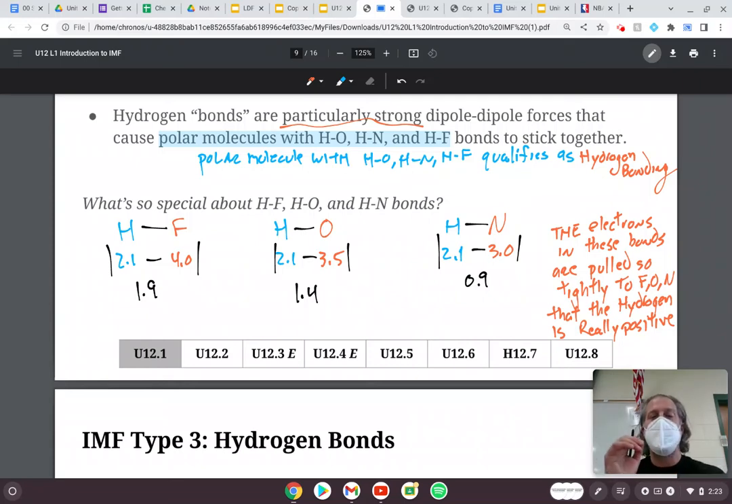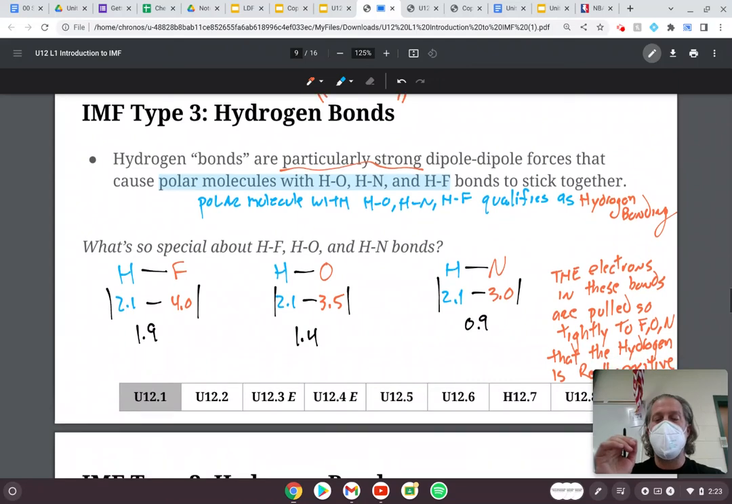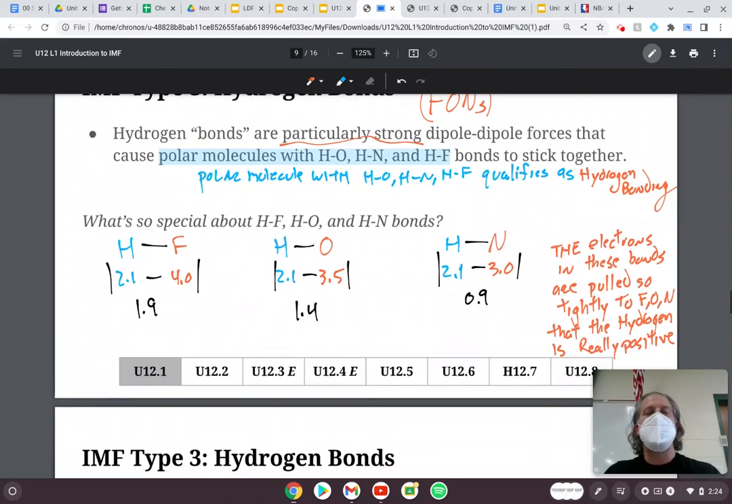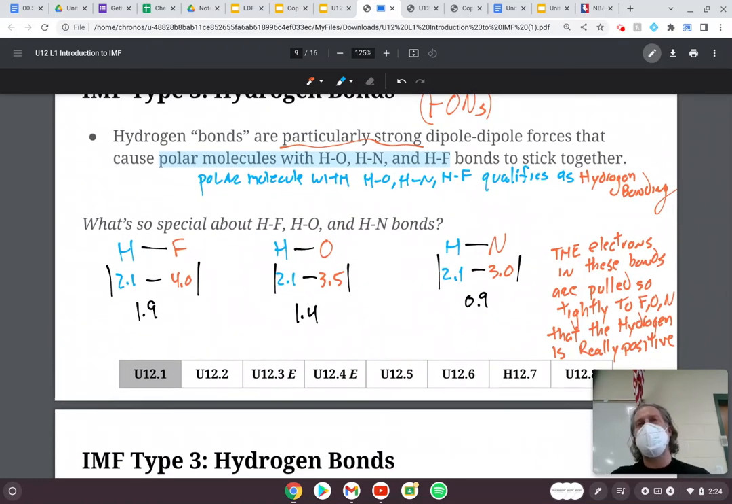Okay. We generally try to remember all of this stuff by using the acronym FONS. Anyway, so if you see a hydrogen bonded with an oxygen in a structure, or a hydrogen bonded with a nitrogen in a structure, or a hydrogen bonded with a fluorine in a structure, that usually is an indication that there's a hydrogen bond present.